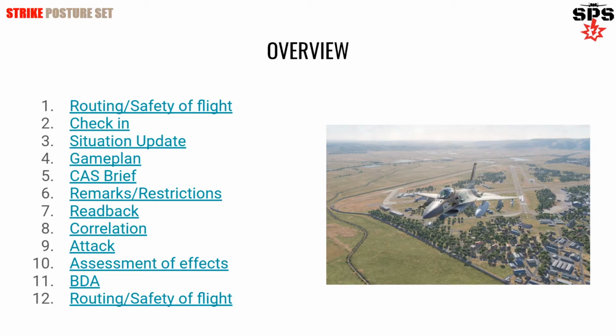Today we are going to see the last part of the CAS sequence, which is from step 8 to 12. So we've seen all the steps up to the readbacks. Now the readbacks are done, the CAS brief is done, and we just need to move on to the correlation, to make sure the pilot is looking at the right target or has inputted the right coordinate in his system. So let's go to that.